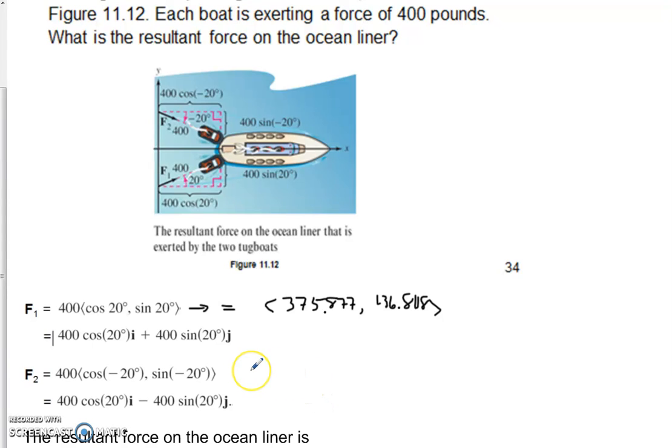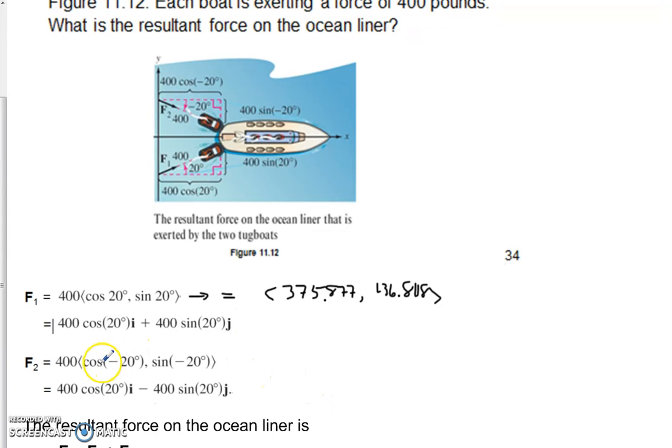If we look at force 2, right here, we get not the same answers, but 400 times the cosine of negative 20 degrees is the exact same thing. If you think about it, it makes sense. It's an even function. So it's 375.877 again. But now if I'm considering sine of negative 20 degrees, it's 20 degrees from the horizontal, but in the negative direction below the x-axis, so that means it's a negative value, simply negative 136.808.